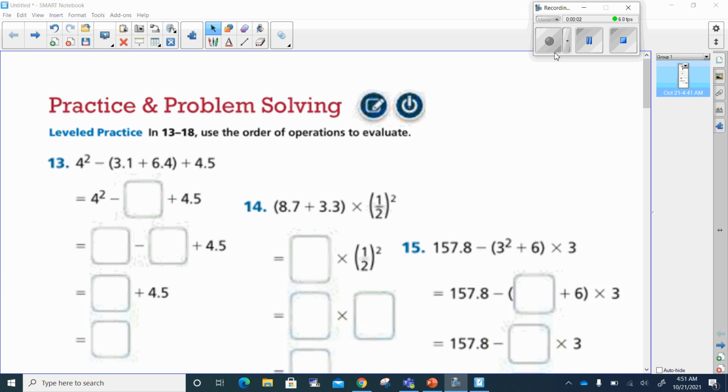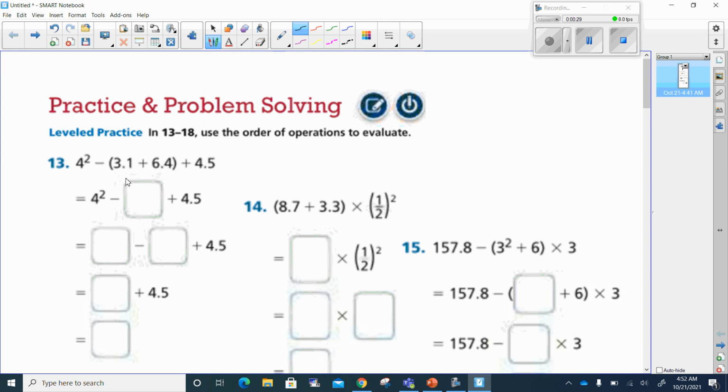All right, sixth graders, we're going to be working on our homework today. Let's go ahead and do 13 through 18, use the order of operations to evaluate. In number 13, we see that we have an expression here. We notice the middle part is missing in this next one, so we know we're going to be combining like terms. We're following PEMDAS, doing parentheses first.